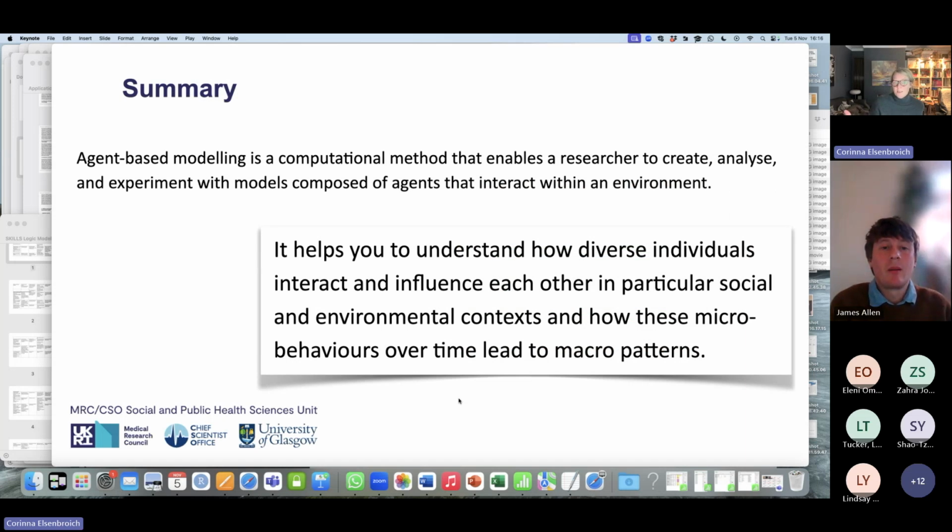So agent-based modeling is a computational method that enables a researcher to create, analyze, and experiment with models composed of agents that interact within an environment. What it really does is help you understand how heterogeneity, how diverse individuals and their interactions and influences on each other can create particular social contexts, and how these micro behaviors in the context can then lead to macro patterns across a particular social situation. And that's where I finish and hand over to Jim.